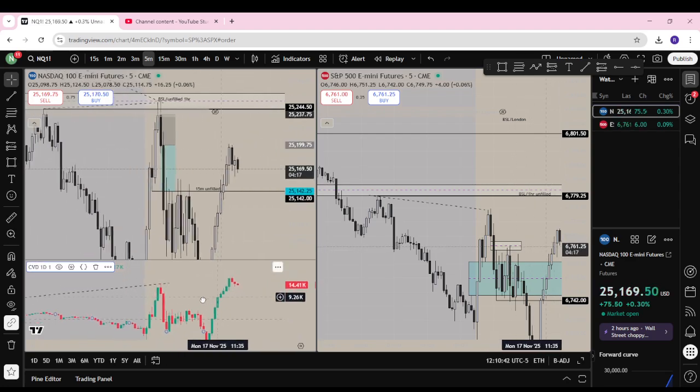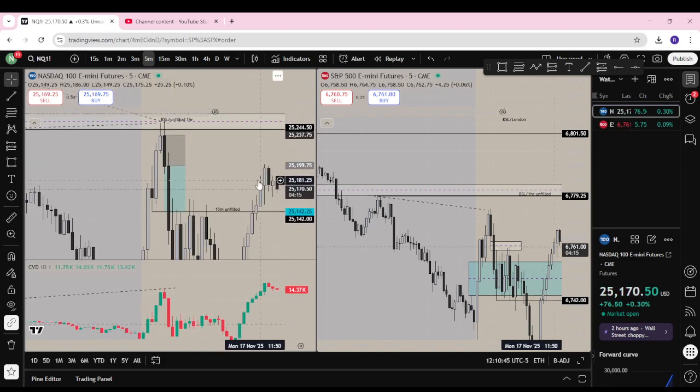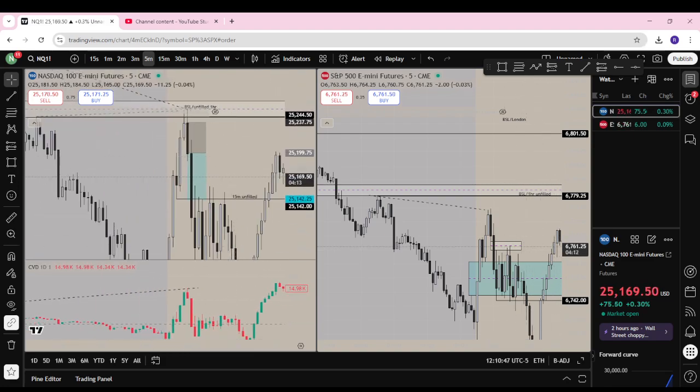So look, we actually have a CVD divergence right now. Watch price reverse. Okay, anyway. Oh, no, I'm kidding. I'm not going to take them. Anyway, so that's me done for the day.